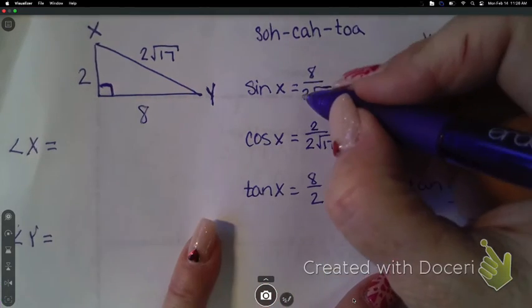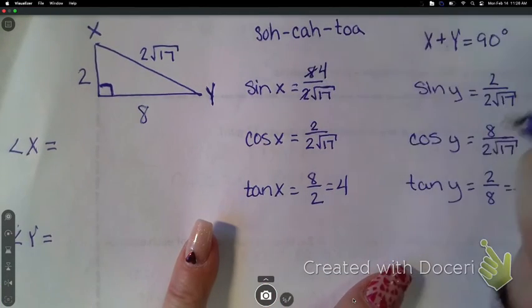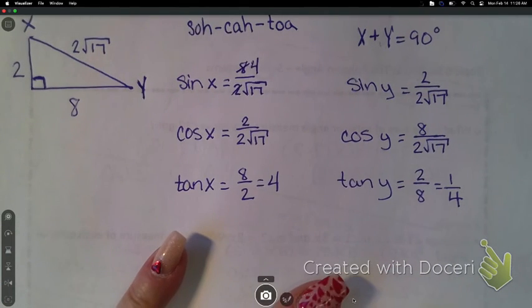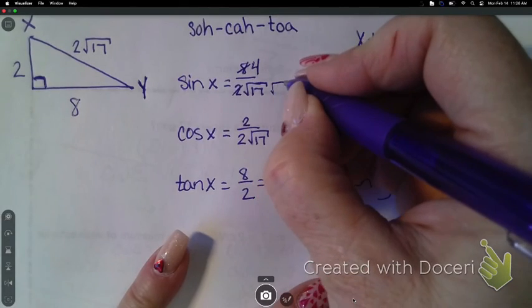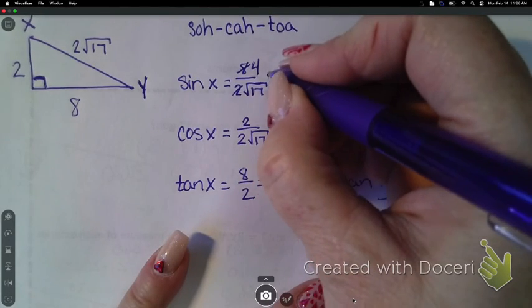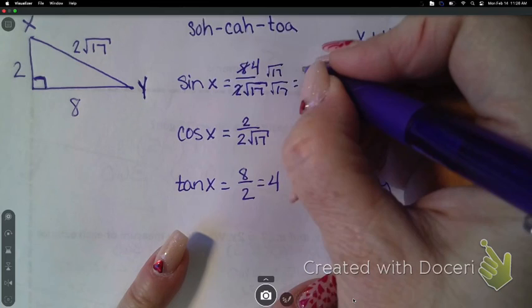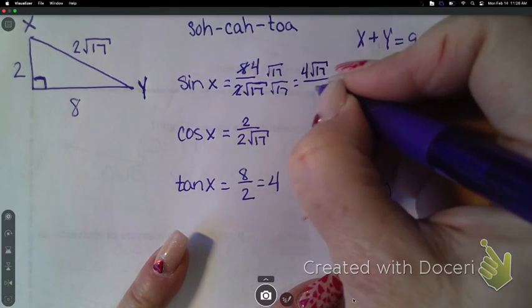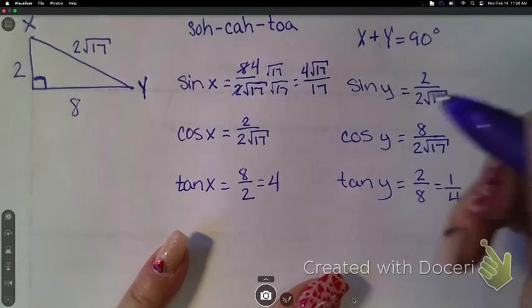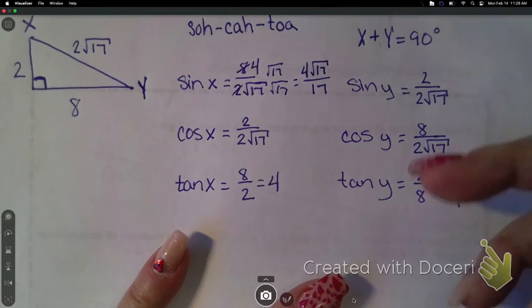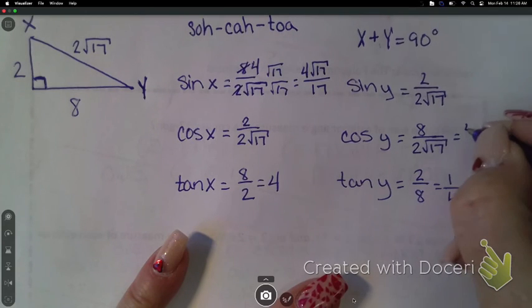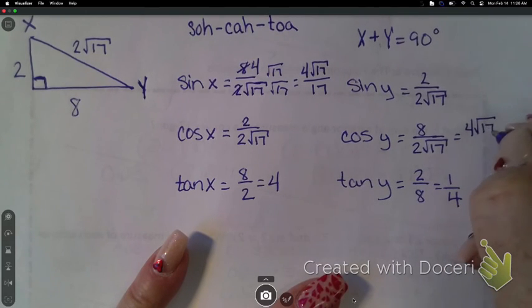Okay, so I can divide 2 into 8, correct? So I have 4 over square root of 17. Can I leave that square root of 17 there? No, we've done it before. We have to multiply top and bottom by what? Square root of 17. So the numerator is going to be 4 square root of 17, and the denominator is going to be what? 17. Square root of 17 times square root of 17 is 17. So that could also go to the cosine. Yep. So 4 square root of 17 over 17.